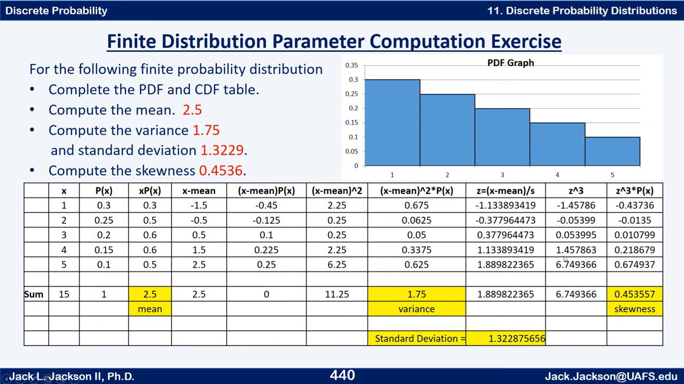Here's all the details worked out. Multiply x's times the probabilities and add those up. That's a mean of 2.5. Take the x values minus the mean here. We multiply them by the probabilities and add up. That's 0, sort of a check.